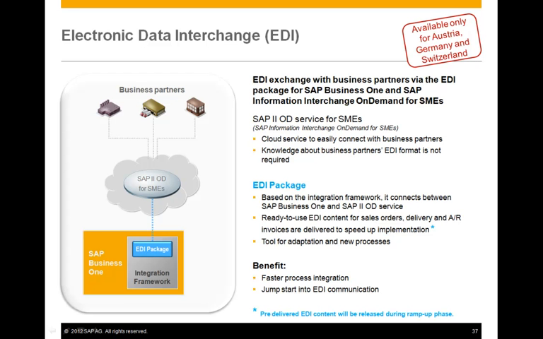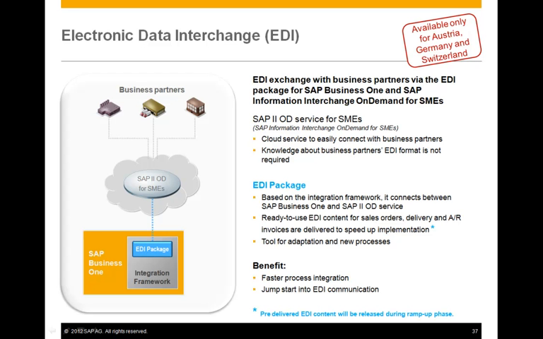The SAP Information Interchange on Demand service connects with business partners regardless of which EDI formats they are using. Business One customers do not need to be concerned about these formats since the SAP service will take care of all of the mapping and conversions. You just need to connect to this service via the integration framework with its EDI package and map your process or Business One document format to the SAP Information Interchange format.